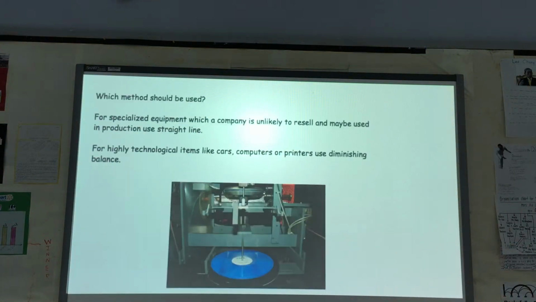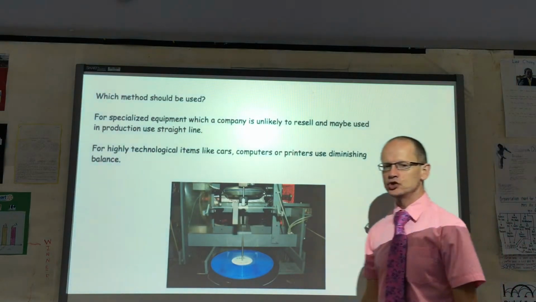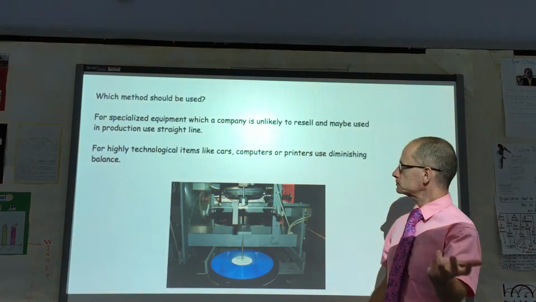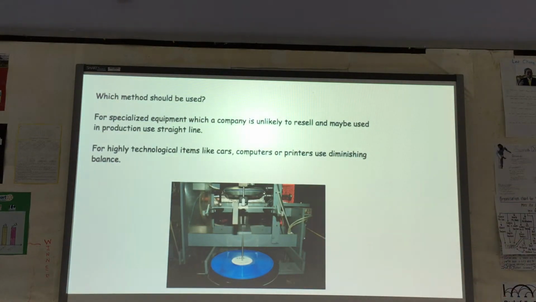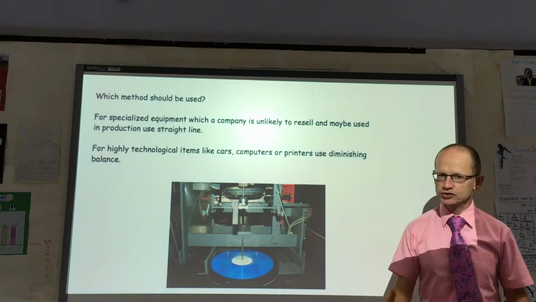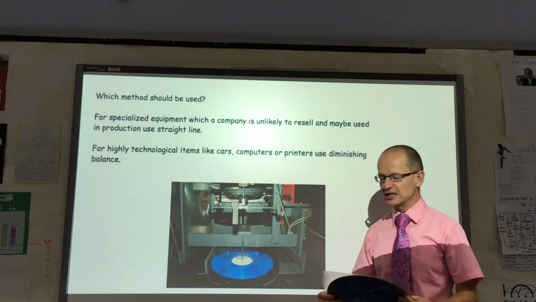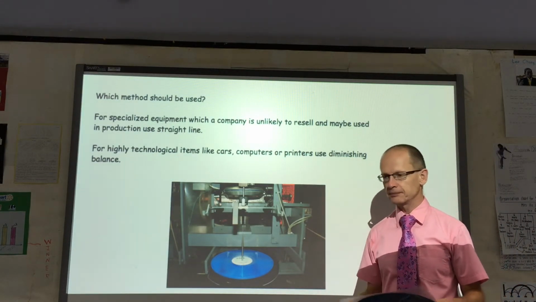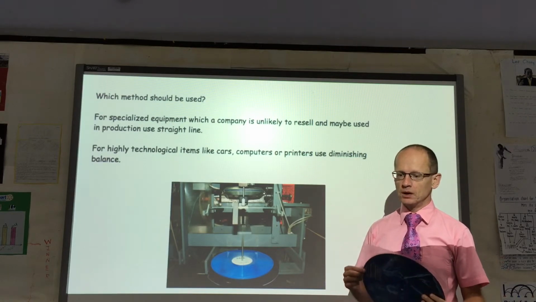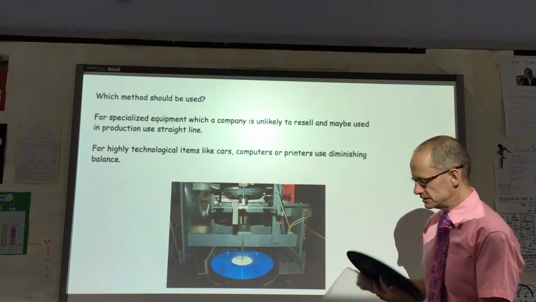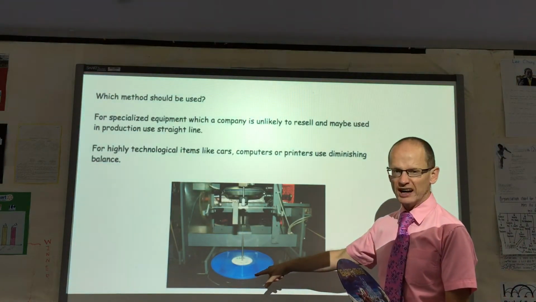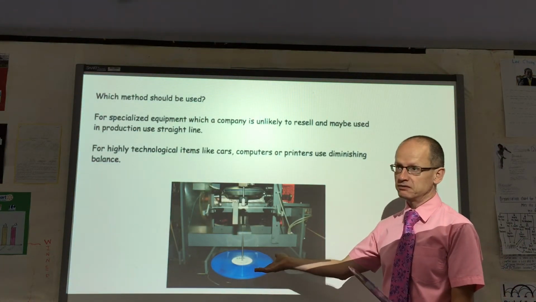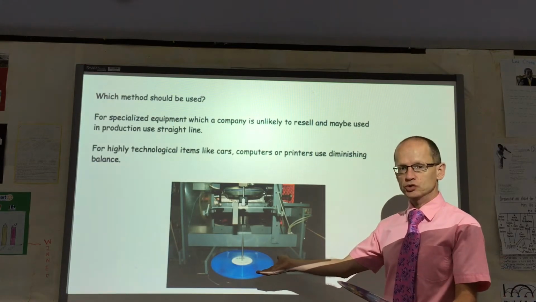Finally, then, which method should be used? If you have specialized equipment which you need to produce a specialized product, and maybe no one else is really interested in using or producing that product, it probably makes sense to use the straight line method. So this, for example, is a picture disc. You can see here this is where they print vinyl. Vinyl is the way in which you can listen to music.